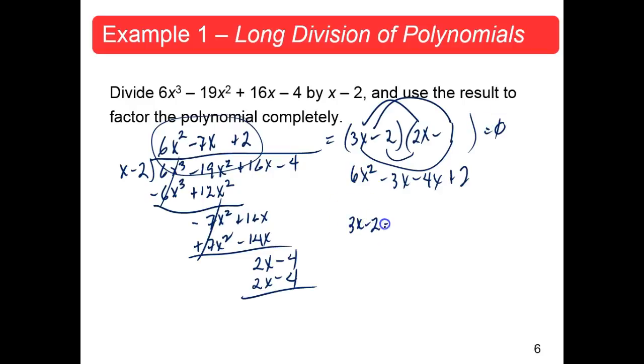3x minus 2 equals 0, or 2x minus 1 is equal to 0. What does this give us? X equals 2/3, and this would give us x equals 1/2. And remember our original graph? Remember those two were real close to each other? 1/2 and 2/3 aren't too far apart. That's 0.5 and 0.666666666. Okay. So yeah, those are pretty close.